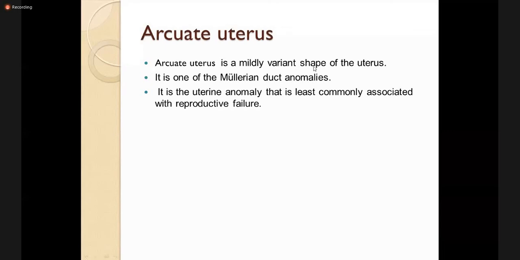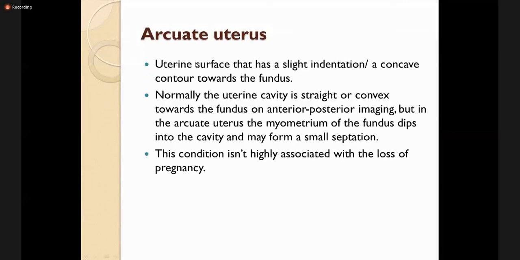Arcuate uterus is a mild variant of this bicornuate type of uterus, but there's a less deep indentation. It is one of the Müllerian duct abnormalities. It is the uterine abnormality that is least commonly associated with reproductive tract failure. It has a slight indentation, a concave contour towards the fundus. Normally, the uterine cavity is straight or convex towards the fundus on anterior posterior imaging or radiology, but in arcuate uterus, the myometrium of the fundus dips slightly into the cavity and may form a small septation. This condition, as I already told you, is not that significant because the indentation is not deep, so mostly it is not associated with loss of pregnancy or preterm labor.